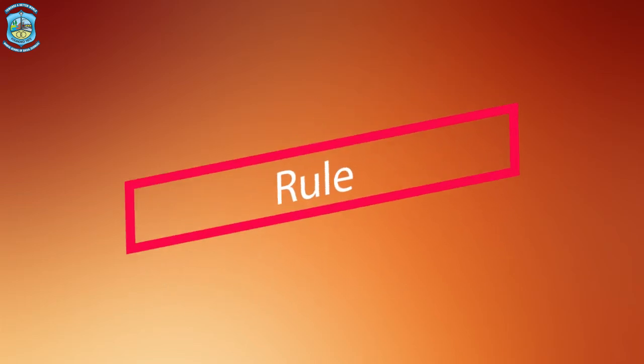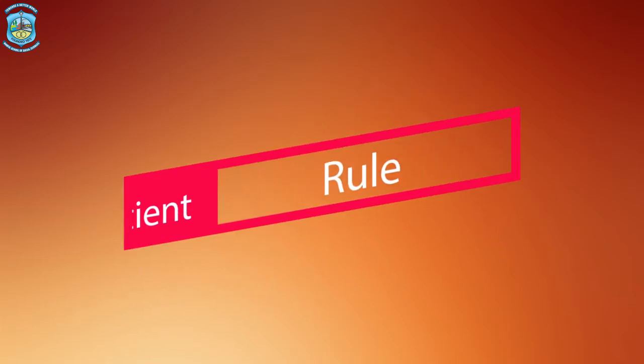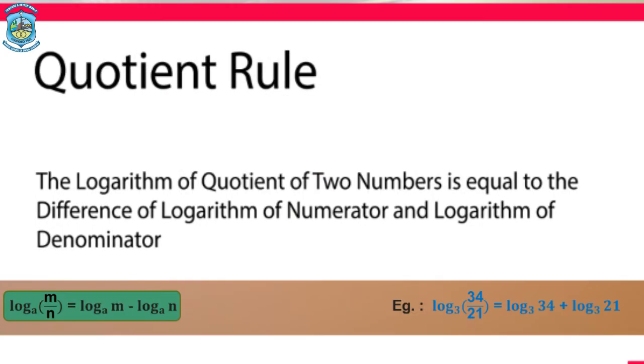The next law is the quotient rule. Here, the logarithm of the quotient of two numbers is equal to the difference of the logarithm of the numerator and the logarithm of the denominator. The general structure is log of m upon n to the base a is equal to log of m to the base a minus log of n to the base a.